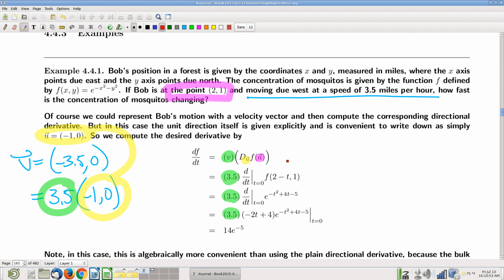Plug that into the function. You get this. I'm skipping some algebra, letting you guys do the algebra for yourself. Check through the algebra. Take the derivative. You get this. Plug in t equals 0, and you get some value that when you multiply by 3.5 gives you this. So that's how the calculation goes down.